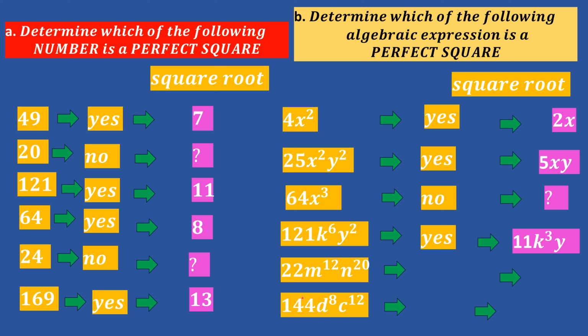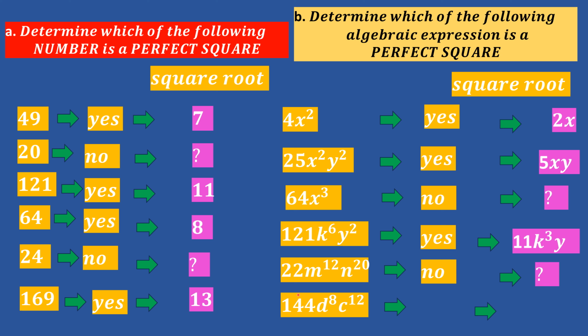What about 22m to the 12 and n to the 20? Okay, so the m to the 12 and the n to the 20 are both divisible by 2. But our constant is 22, and there's no such square root of 22. Thus, as an overall expression, it's not a perfect square.